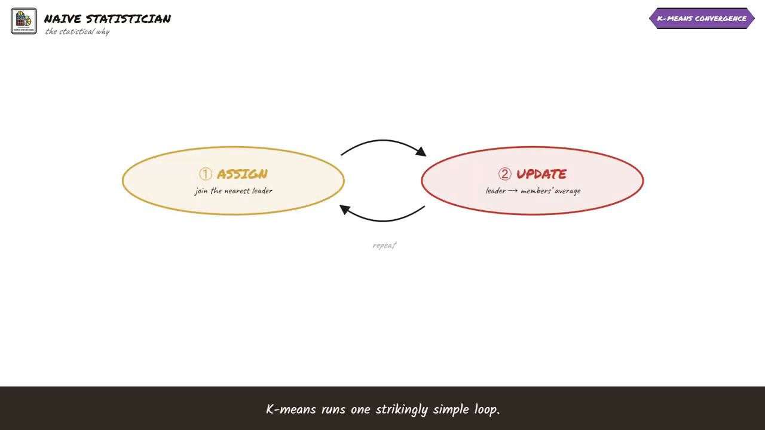K-means runs one strikingly simple loop. Every student joins the nearest leader, then every leader moves to the average of its new members, and we repeat. That is the whole algorithm.